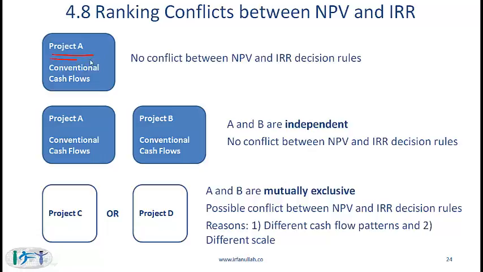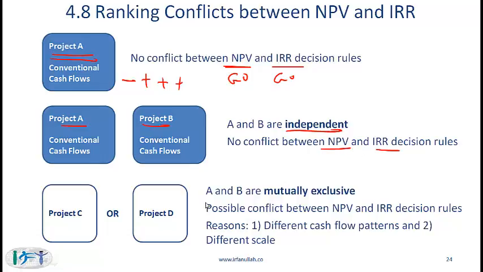If you have a particular project with conventional cash flows, and if you recall, conventional cash flow means that there is only one change in sign, then there will be no conflict between NPV and IRR. In other words, if the NPV rule says go for the project, the IRR rule will always say the same thing. If you have two projects which are independent and they have conventional cash flows, then again there will be no conflict between the NPV and IRR decision rules.